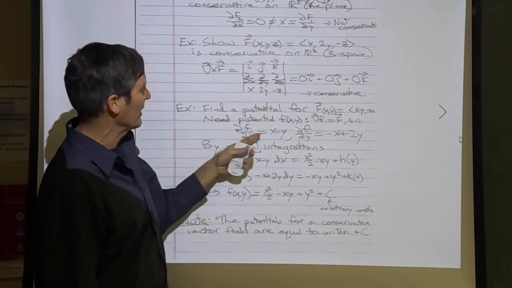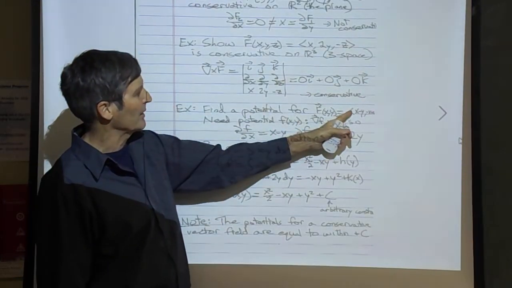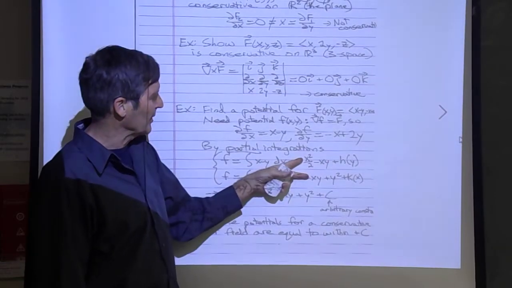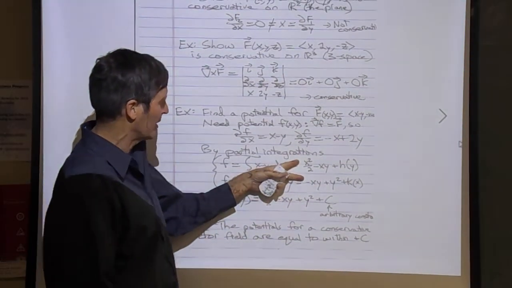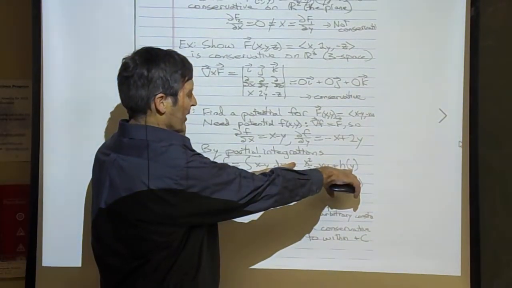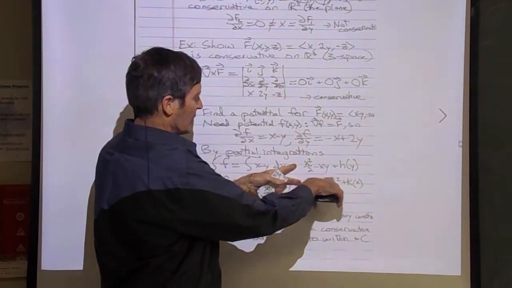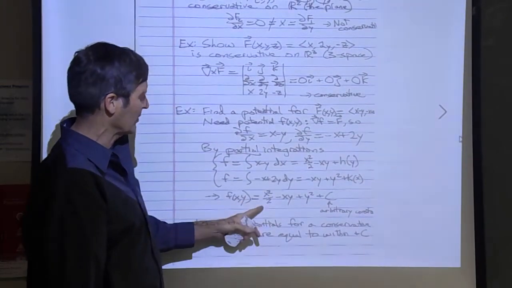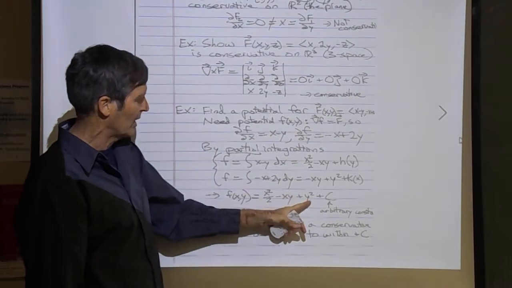What we've deduced by integrating the first component with respect to x and the second component with respect to y is that these two have to be equal. For these two to be equal, you compare them. That term's the same. This has a y squared that can be part of h of y. This has an x squared over 2 that can be part of k of x. The only function that satisfies both of these is x squared over 2 minus xy plus y squared.